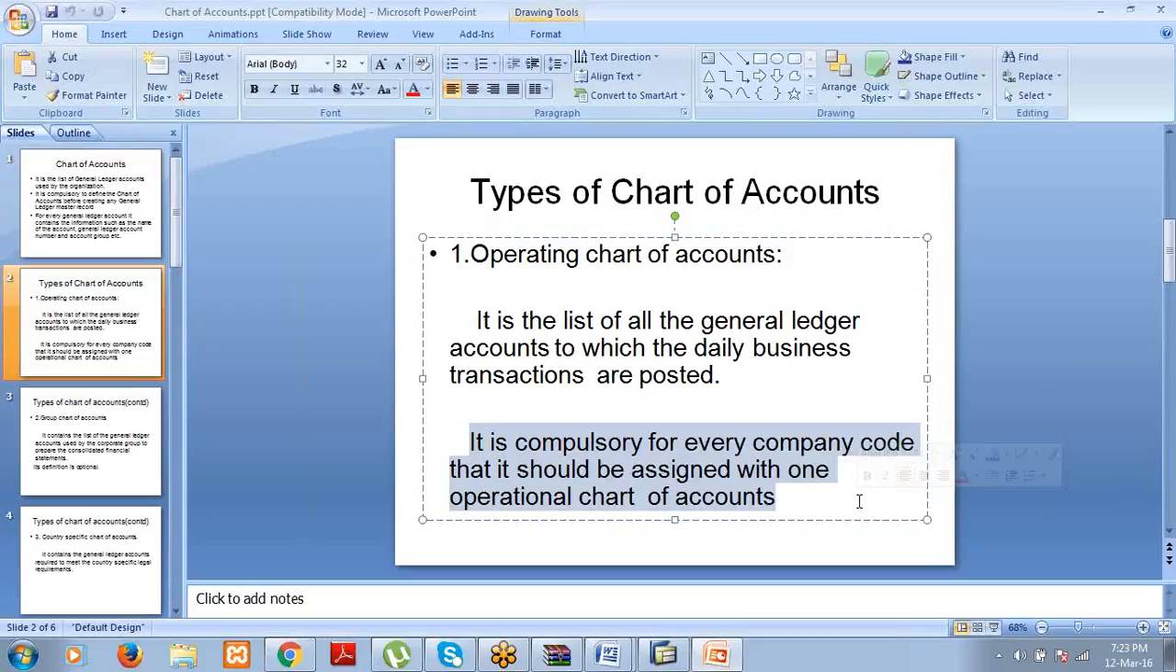Suppose you are doing business in the UK and you are doing business in the US. Then when you are doing business in the US, you have to prepare the financial statements according to the requirements of the US Companies Act. For that reason, we need to maintain some GL accounts. All these GL accounts together are called operational chart of accounts. That is the meaning of operational chart of accounts.